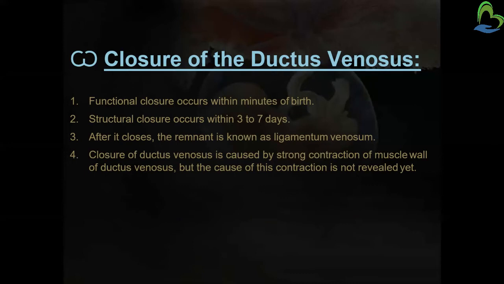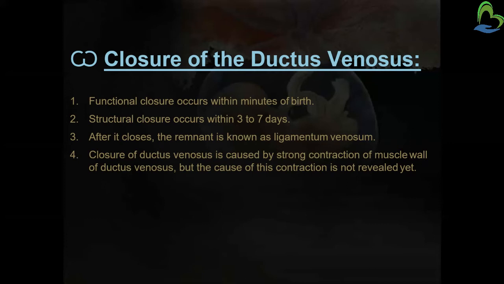The functional closure occurs within a minute of birth. So after the birth of the baby, within a minute the ductus venosus is closed, and structural closure occurs within 3 to 7 days. So the whole structure takes 3 to 7 days to close. Then after it closes, the remnant is known as the ligamentum venosum. So the name will be replaced.